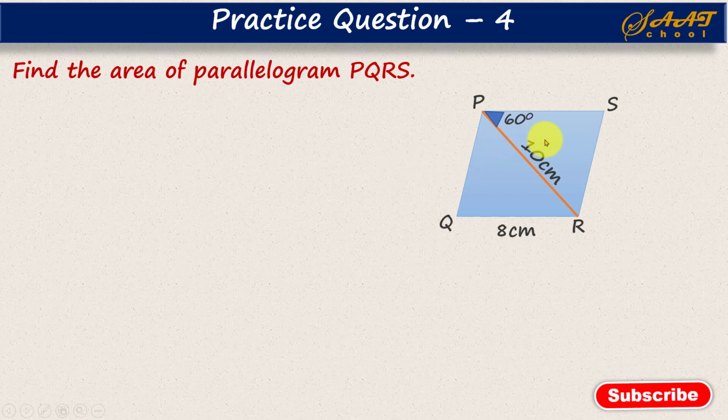Try to find the area of this triangle using the same relation, where the area of the triangle is equal to half the product of these two sides and angle P. Once you find the area of the triangle, you can multiply this area by 2 to get the area of the whole parallelogram PQRS. So try this. And this much for today.